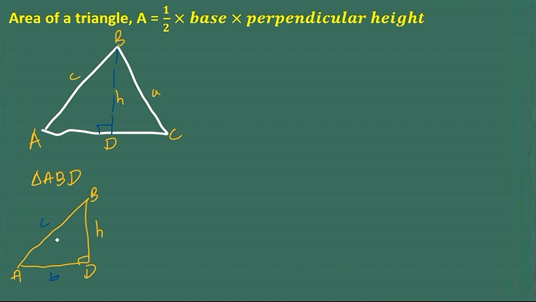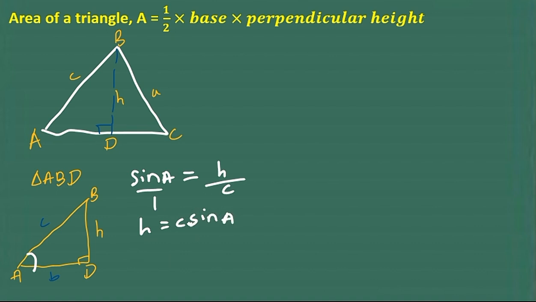Alright, now if we are to take the sine of angle A, we are going to have sine A equals the opposite of the angle A, which is the length BD, and is given to be the height H, all over the length AB, which is called C. Now if we cross multiply, we are going to have H equals C sine A.